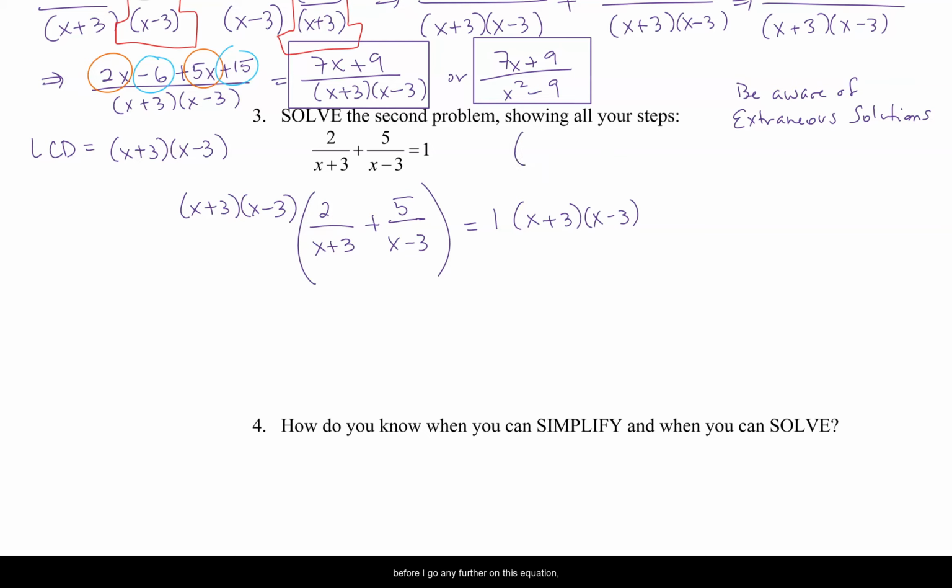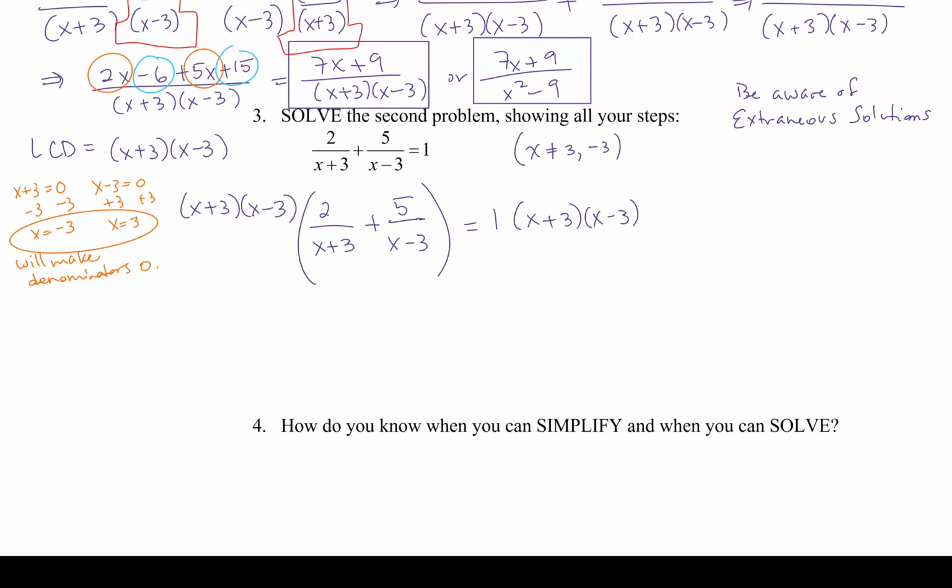So before I go any further on this equation, I'll make a little note. X cannot equal 3 or negative 3. And I'm getting that from this least common denominator. If I take x plus 3 and I set it equal to 0, I'll get x equals negative 3. And if I set x minus 3 equal to 0, and I add 3 to both sides, I get x equals positive 3. These values will make my denominator 0, and I do not want my denominators to be 0. Okay, more on extraneous solutions later.